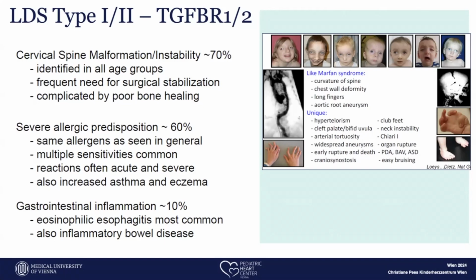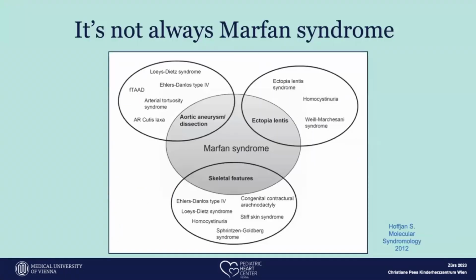and on top a gastrointestinal inflammation in up to 10%. So if you have a look at this picture, you see that we have 3 parts of Marfan syndrome: the ectopia lentis problem, the skeletal features, and the aneurysm problem of the aorta. And Loeys-Dietz syndrome can overlap with Marfan syndrome in a minimum of 2 parts, with the aneurysm problems as well as the skeletal problems. We do not have ectopia lentis in Loeys-Dietz syndrome, but we can have other eye problems.